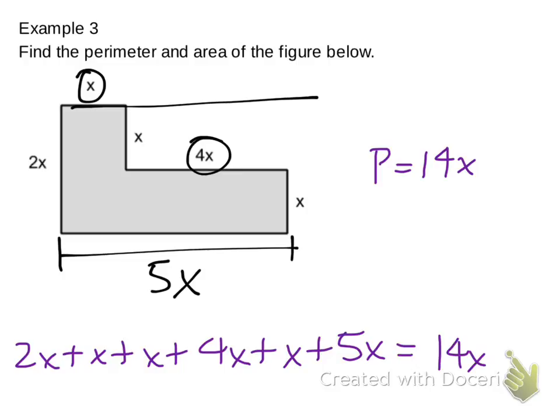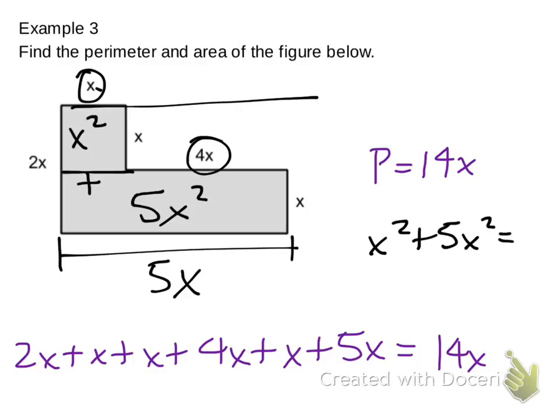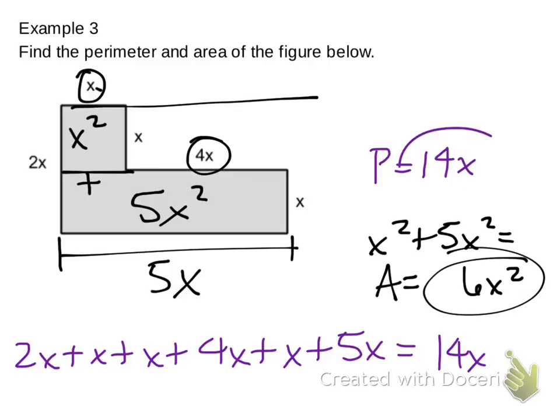But here, you can do this a couple of ways, just like you learned before when we find perimeter and area. Here I can separate this into two different shapes. This area here is x squared, x times x. Then the area here is 5x times x. That's 5x squared. I add those two together. X squared plus 5x squared is going to give me 6x squared. That's the area, and then this is the perimeter.